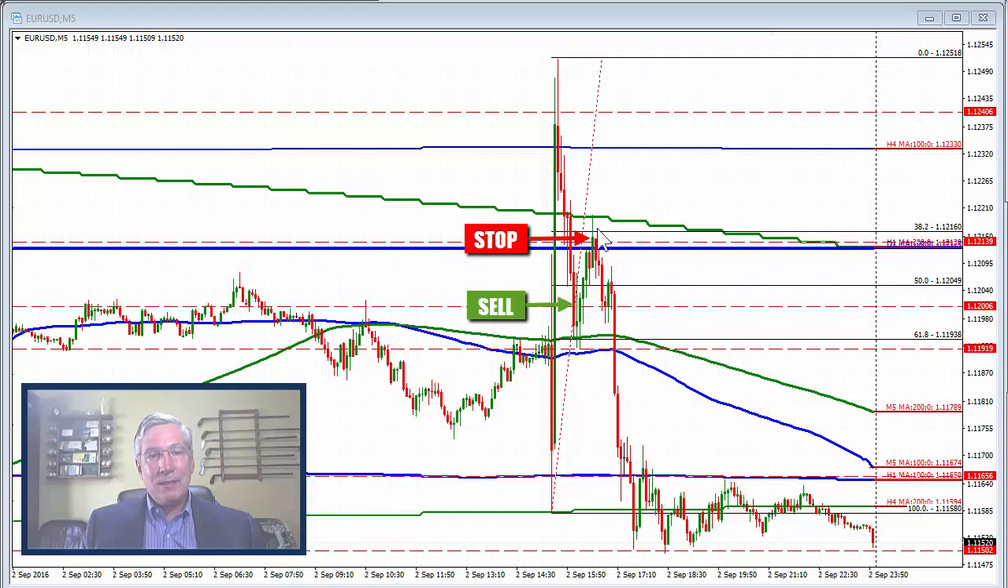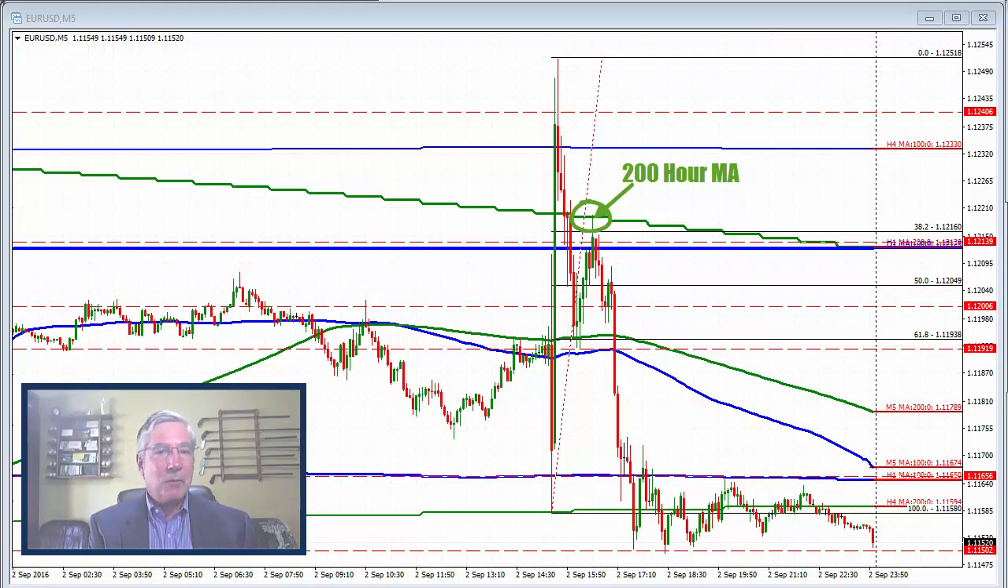Now, where did it go? Where did it stop on that corrective move? On the corrective move, it ended up stopping right here against another overlaid moving average. And that overlaid moving average is the 200-hour moving average. That's the green line in this chart.